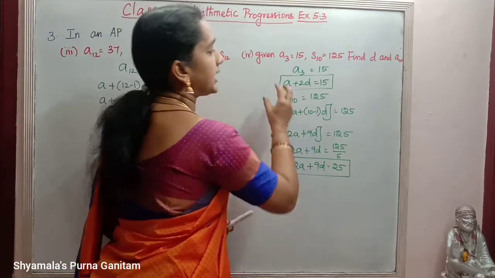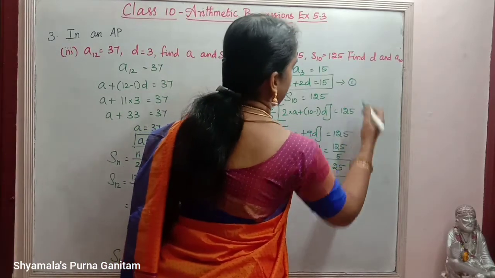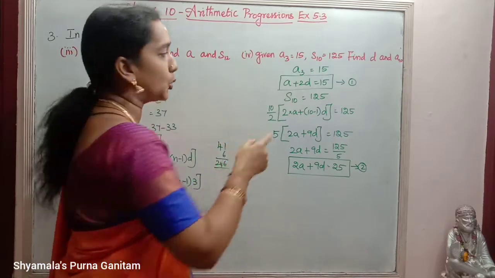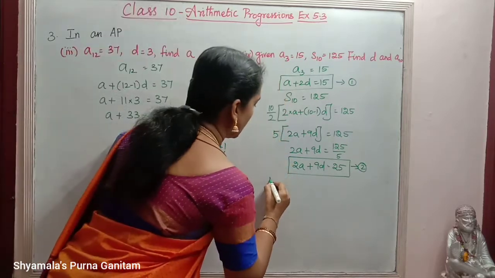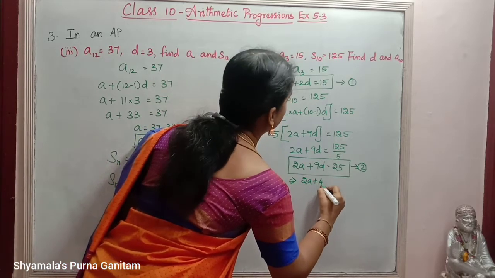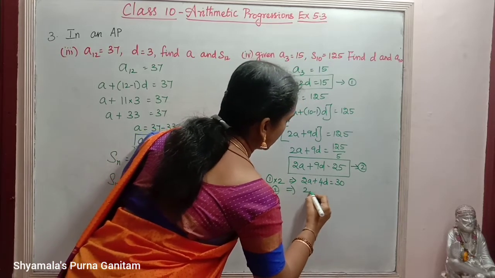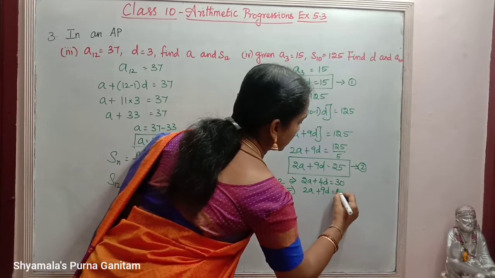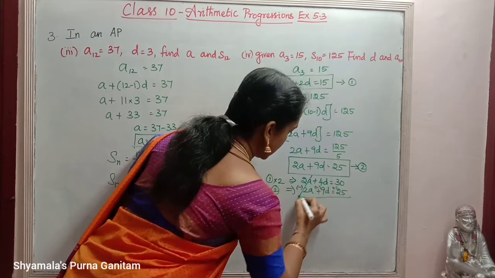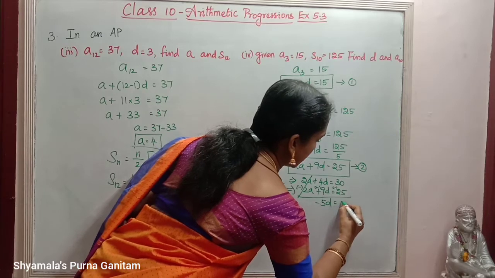If we solve these two equations, we can find the values of A and D. This is the first equation and this is the second equation. If we multiply the first equation by 2, we can cancel A. So 2A plus 4D is equal to 30. Then the second equation is 2A plus 9D is equal to 25. If we subtract, 2A minus 2A will get cancelled. Minus 5D is equal to 5.